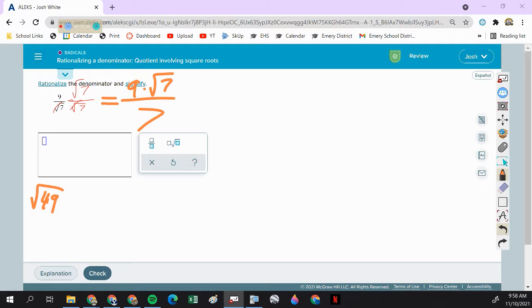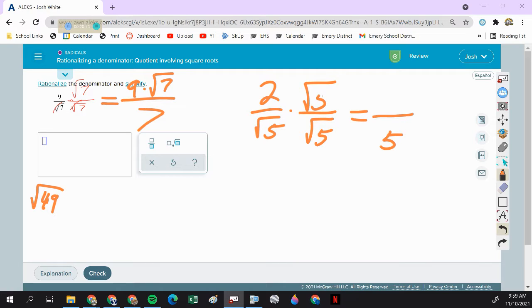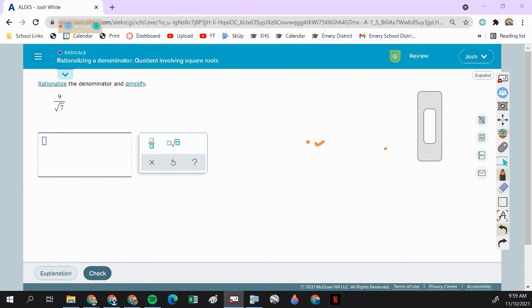Okay. What if I had 2 over the square root of 5? How do I rationalize the denominator? Well, I have to multiply the bottom by the square root of 5. What does that do to the denominator? Just makes it 5. And I have to do the square root of 5 on top as well. And then we just get 2 times the square root of 5. Okay? But it does get a little bit harder.